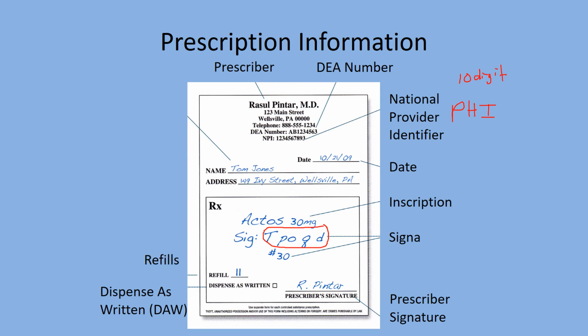Refills, maximum according to the controlled substance schedule. In this case, Actos is not scheduled, so the prescription is usually good for 1 year. So you get your initial dose, and for this example, 11 more to round out the year. Patient info.